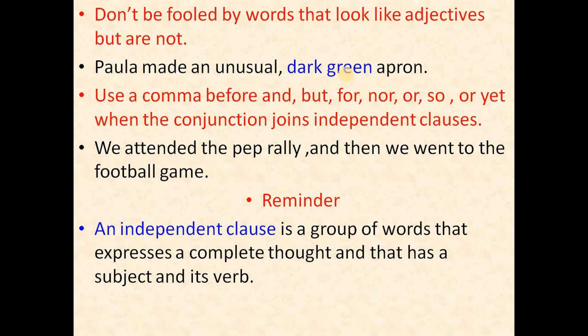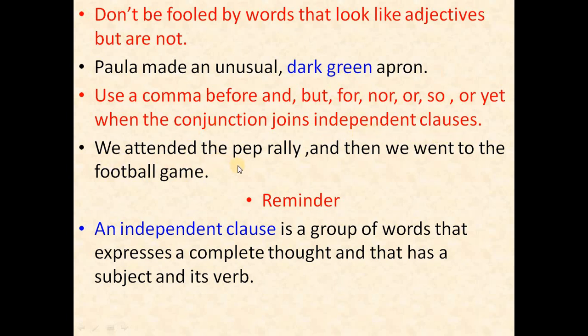The answer is it was dark green. So now this word is an adverb, not an adjective. Use a comma before the conjunctions and, but, for, nor, or, so, or yet when the conjunction joins independent clauses.